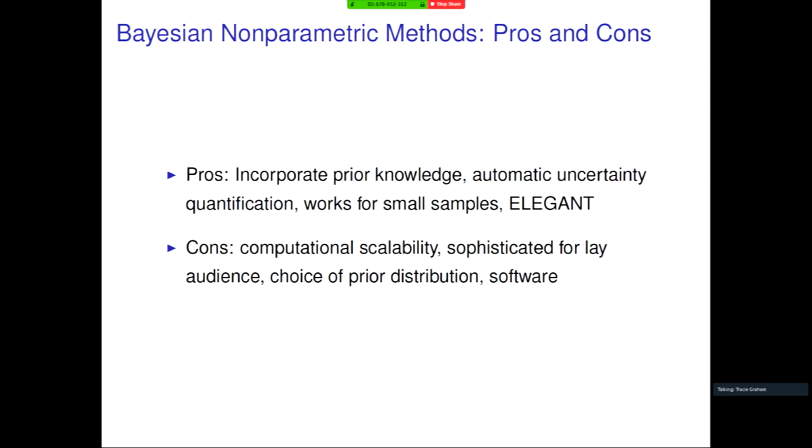And then the cons are actually huge. The computation, that's why people actually don't use it that often. Its computation is very demanding, especially when you have high dimension and a large sample; scalability is always troublesome. Another thing is the sheer mathematical sophistication is a big hurdle for the lay audience. And also the choice of prior distribution: how do you choose it? And the lack of very usable software makes it very hard and not very accessible to a lay audience. But it has a lot of potential, and there's a lot of work to do.